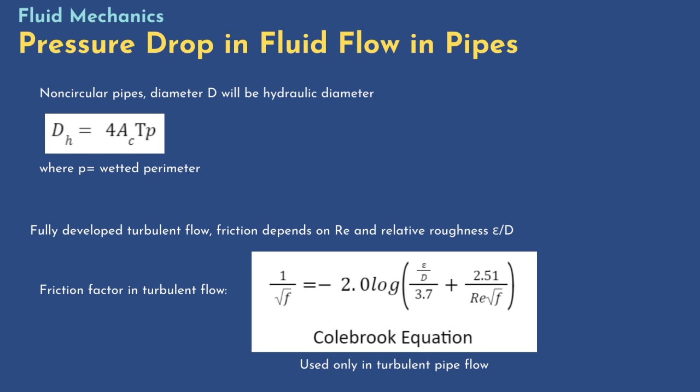Friction factor in turbulent flow can be denoted as 1 over square root of f is equal to negative 2 log of the quantity relative roughness over 3.7 plus 2.51 over Reynolds number times square root of f, which is also known as the Colebrook equation. It is only used in turbulent pipe flow.